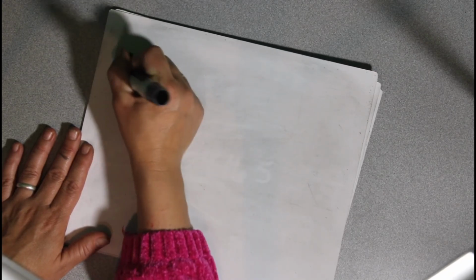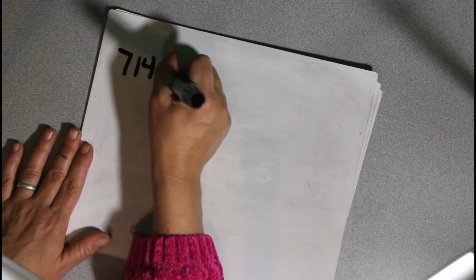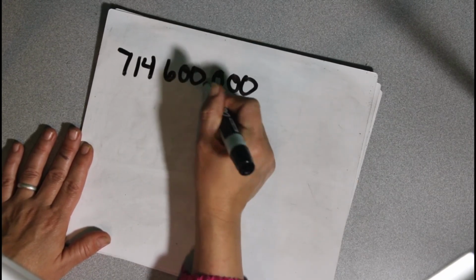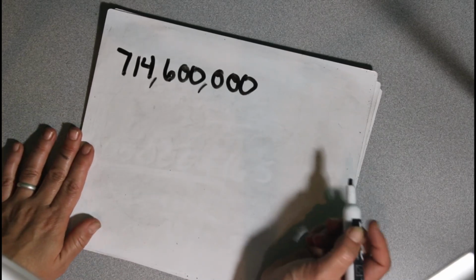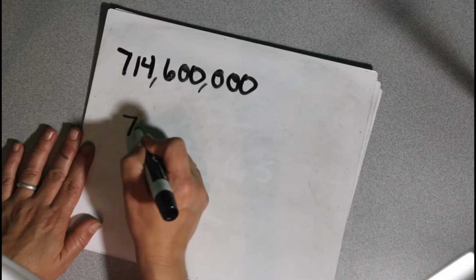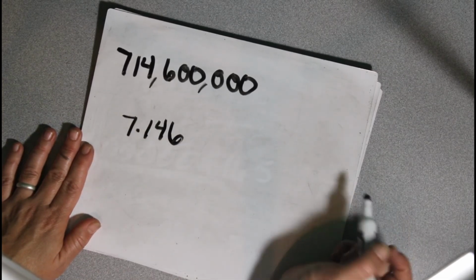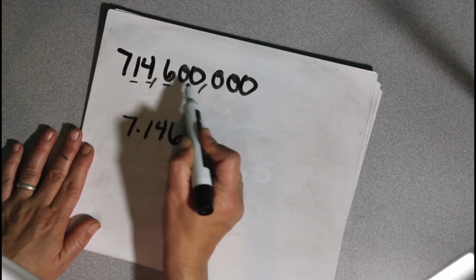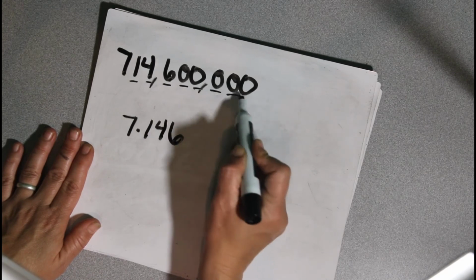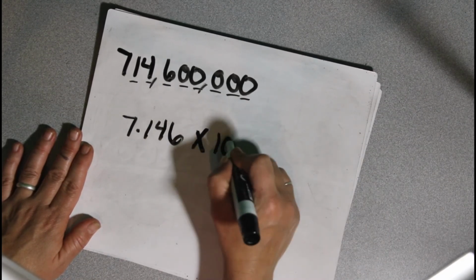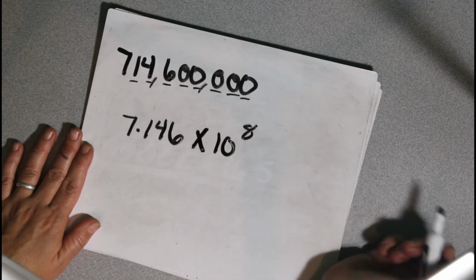This one is 714,600,000. Okay, so on this one, first thing I'm going to do is write 7.146. I don't write any of those zeros. Then I'm going to figure out how many places I moved it. 1, 2, 3, 4, 5, 6, 7, 8. I moved it 8 places. Times 10 to the 8th.